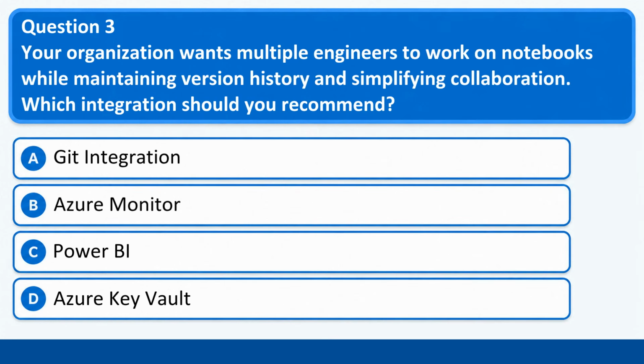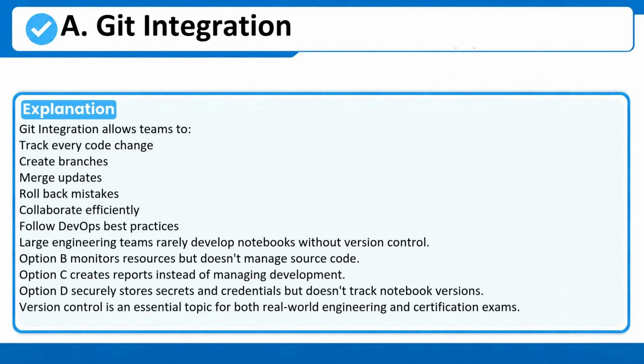Question 3. Your organization wants multiple engineers to work on notebooks while maintaining version history and simplifying collaboration. Which integration should you recommend? A. Git integration. B. Azure Monitor. C. Power BI. D. Azure Key Vault. Correct answer A. Git integration.